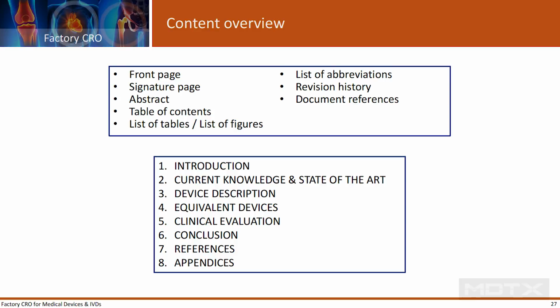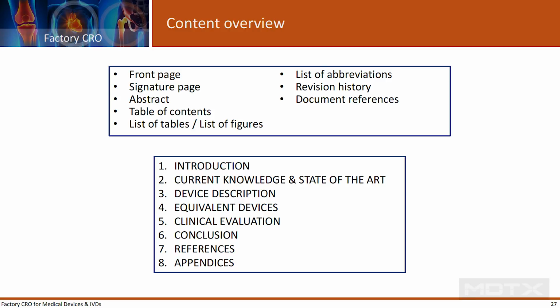So I don't go into too many details about the contents because it works different for every device and every person who conducts the evaluation. But this is the content that our reports normally look like. So we of course have the front page, intro pages, etc. And then we have like 8 main chapters: introduction, current knowledge, state-of-the-art, device description, equivalent devices, if applicable, the clinical evaluation itself, the conclusions, and then your references and your appendices.